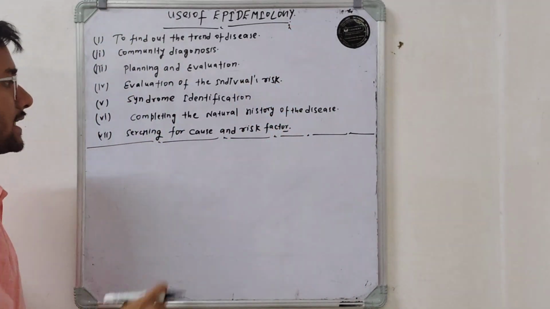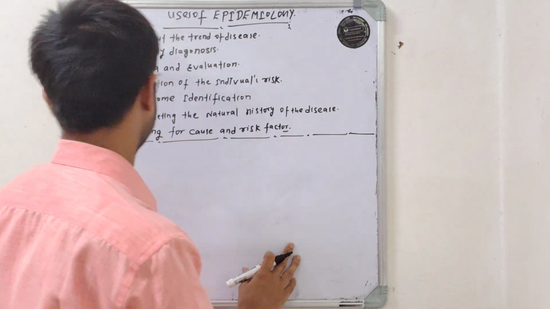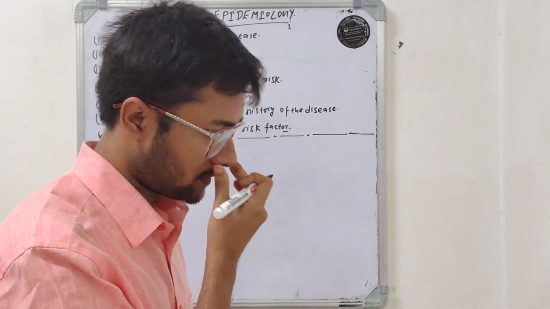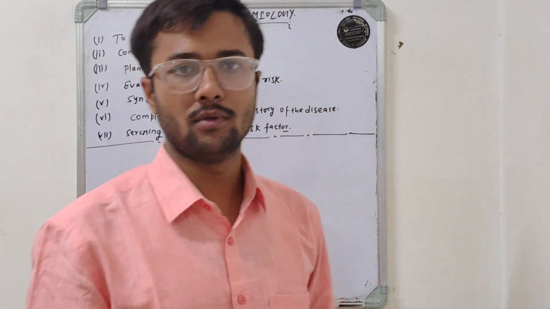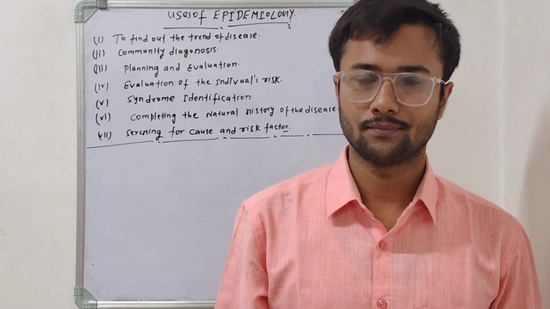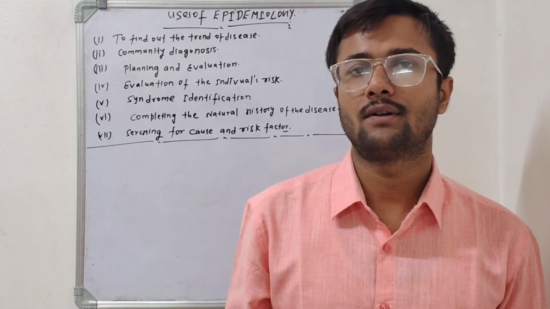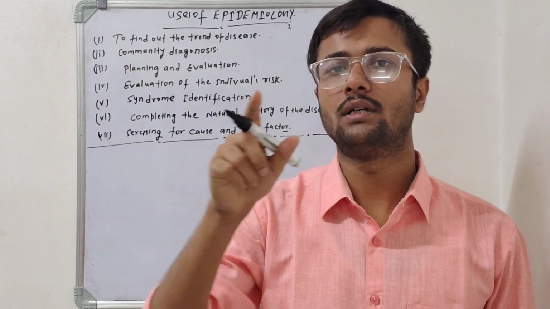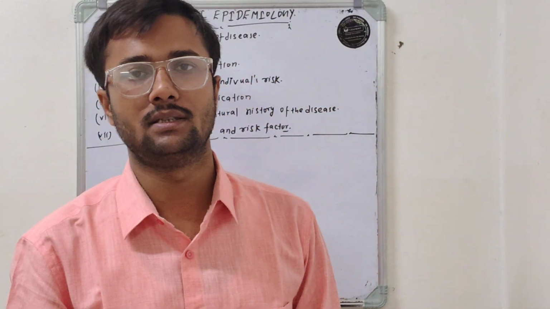According to Park's textbook, there are seven uses of epidemiology. The first use is the epidemiological study. It helps to find the trend of a disease, whether a disease is progressive in nature or declining in nature.